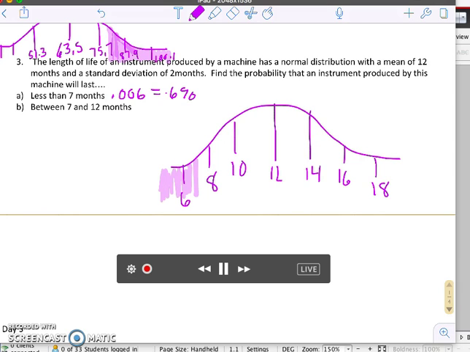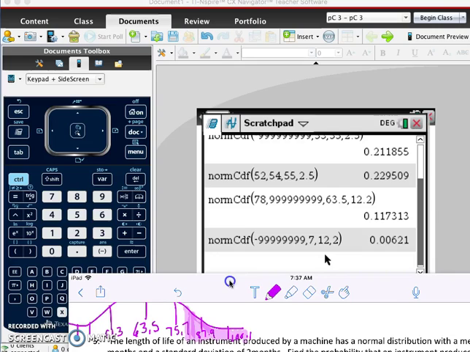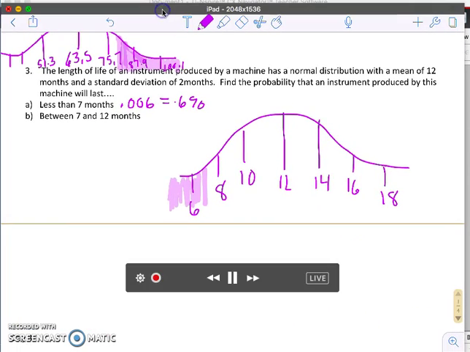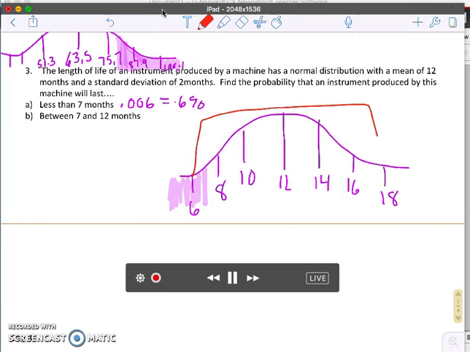Let's double check that. I feel like it should be a little bit more than that. Let's see. 7, 12, and 2. Looks like I got everything there. Oh, I guess that would be right. What I was doing in my mind is I was like, well, if between these two is 99%, that means there's 1% on either side, so there's 0.5% less than that. So yeah, a little bit more than 0.5.